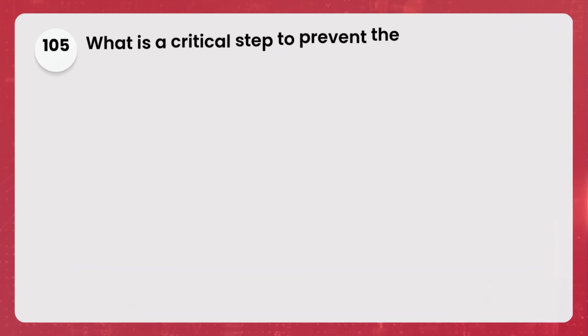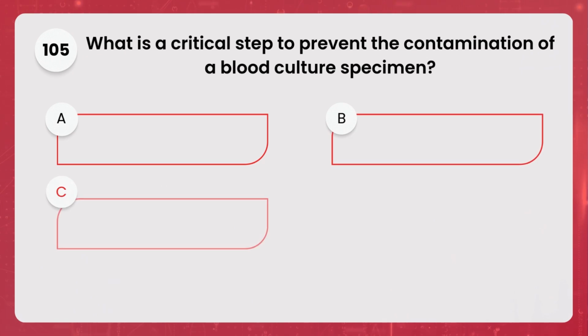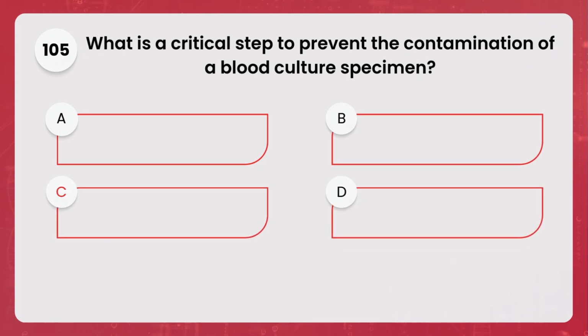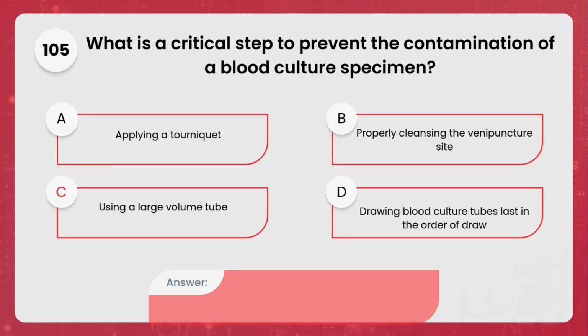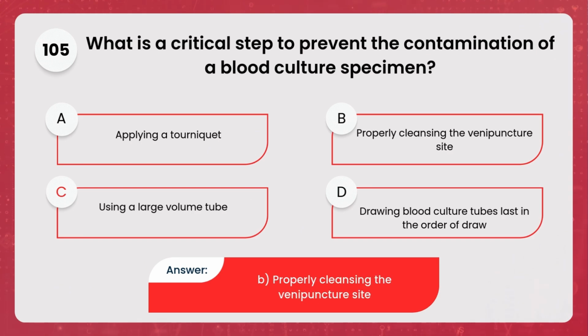Number 105. What is a critical step to prevent the contamination of a blood culture specimen? A. Applying a tourniquet, B. Proper cleansing of the venipuncture site, C. Using a large volume tube, or D. Drawing blood culture tubes last order of the draw? The answer is B. Proper cleansing of the venipuncture site.